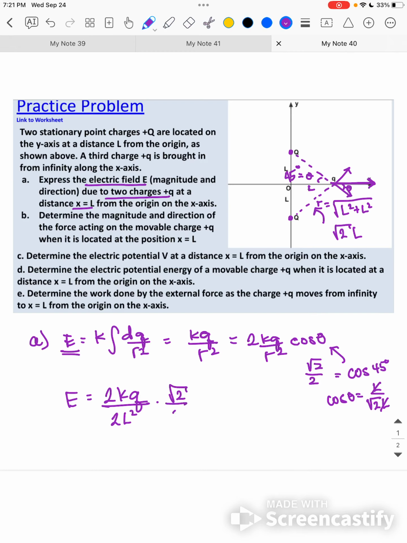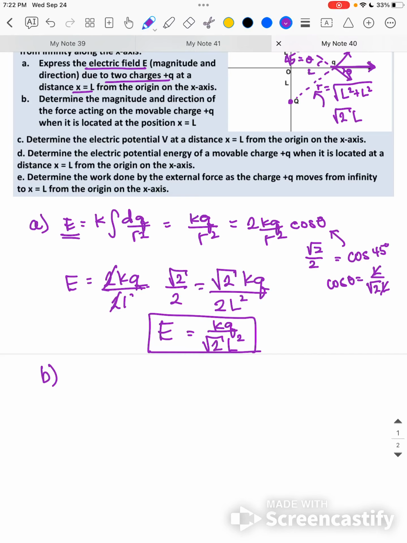So I can simplify that. These two cancel, and I get root 2 kq over 2 L squared. In the answer key, it'll simplify this down to kq over root 2 L squared, which is the same thing. If you were to substitute cosine theta as 1 over root 2, you'll see that you get the exact same answer.